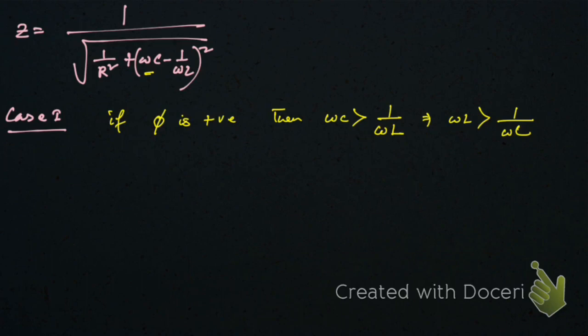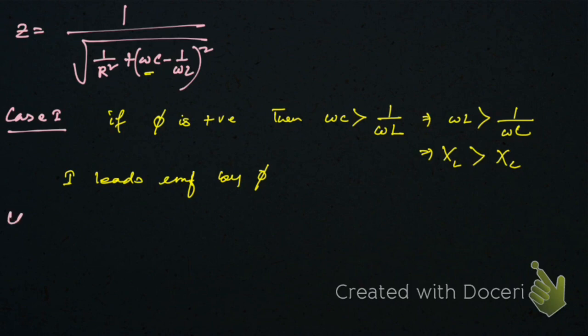Omega L is nothing but XL, which is greater than XC. So in this case, current I leads EMF by phi when phi is positive, right?